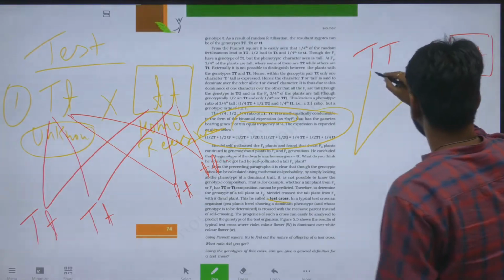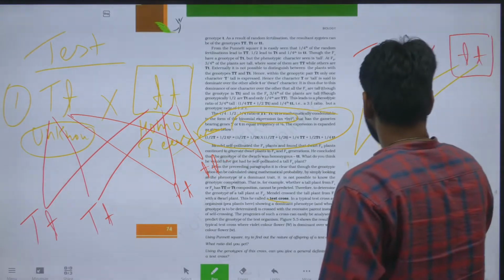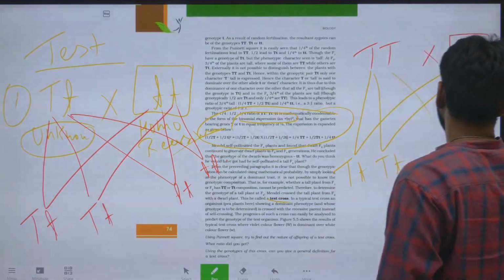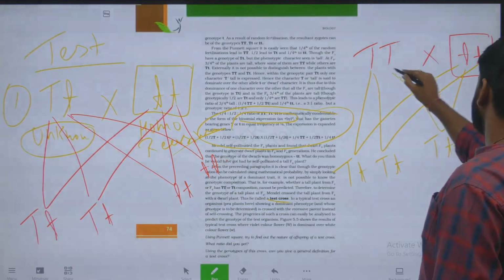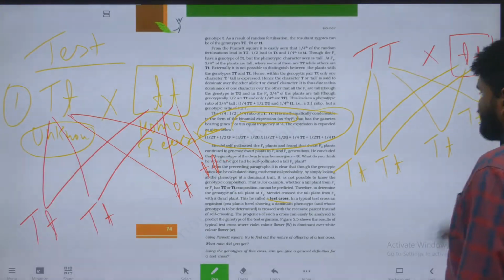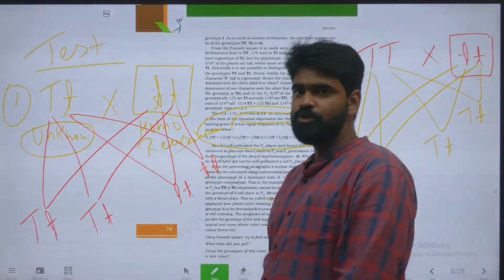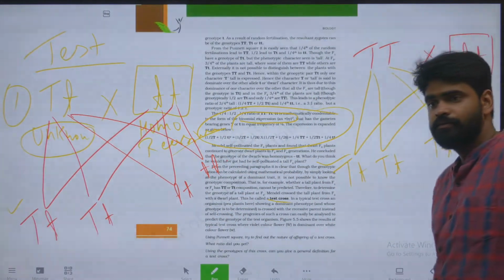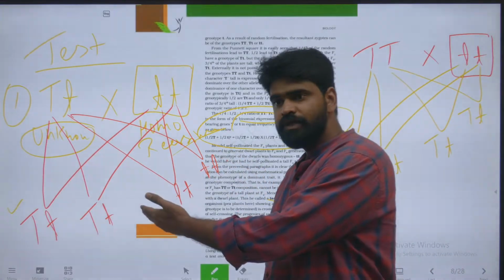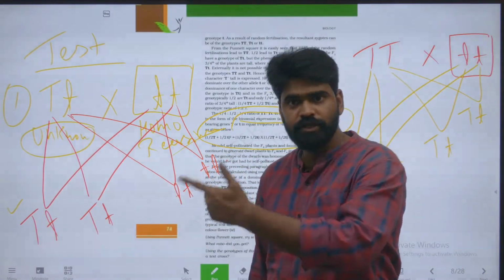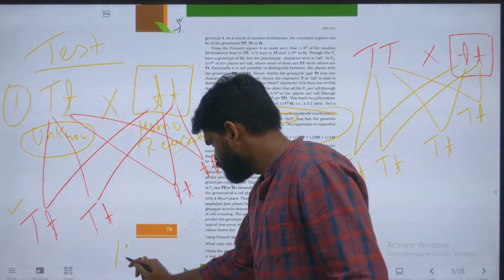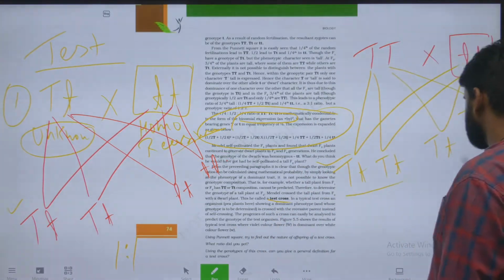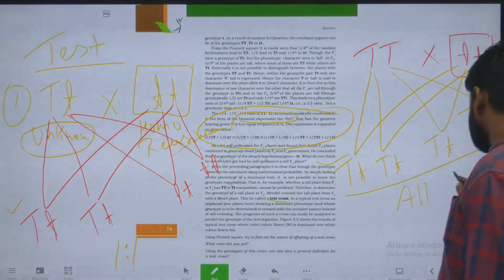What are we going to get? Capital T, small t, capital T, small t, capital T, small t. Now I want an answer from you people. What is the difference in this cross and this cross? Here we are getting 50-50%. Yes or no? The ratio is 1:1. 50-50 means ratio is 1:1. What about here? 100%. All are same.